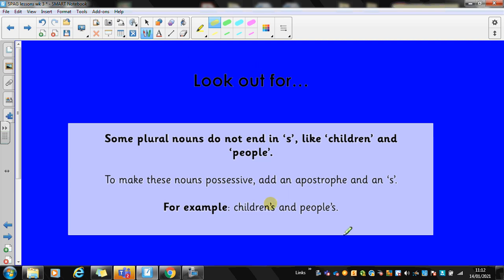And you wouldn't say, I don't know, the country belongs to the peoples. You would say it's the people's country. The country belongs to the people. So the apostrophe goes after people. The apostrophe always goes after what that thing belongs to.